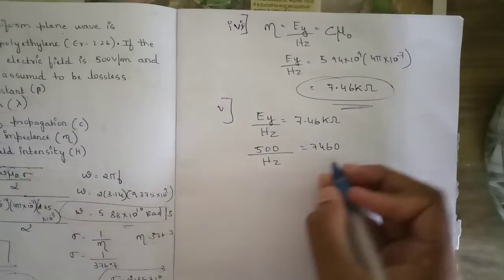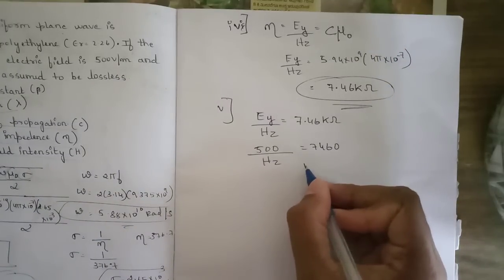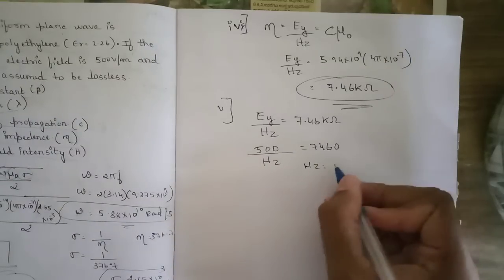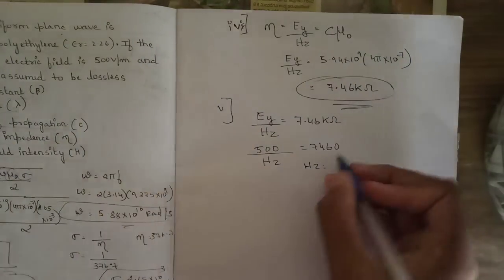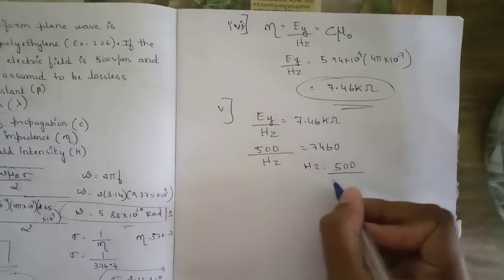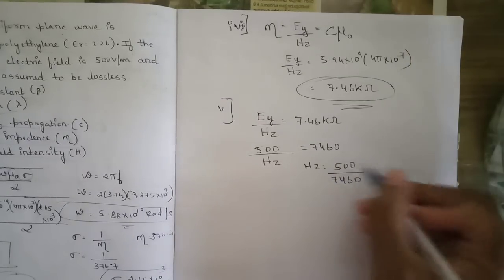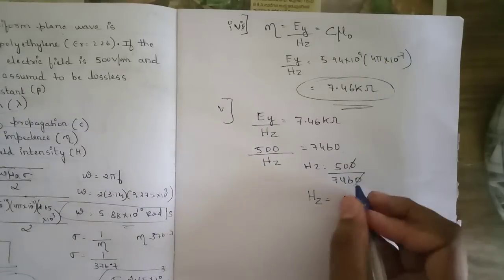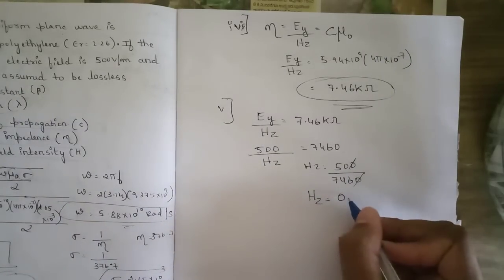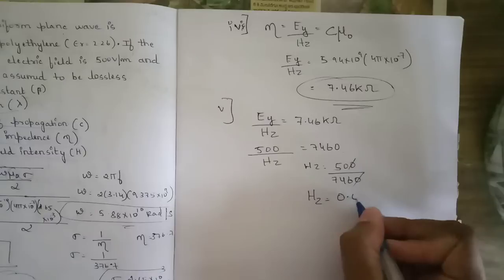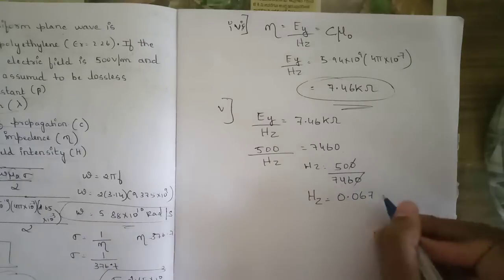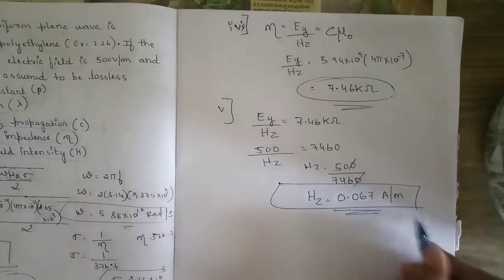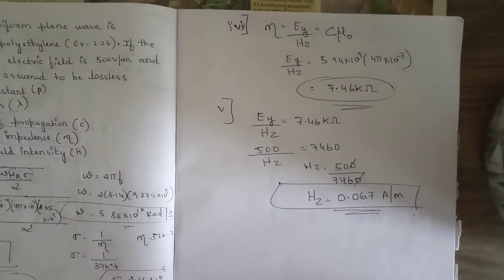7460. So therefore what we can write, Hz is equal to 500 divided by 7460. The 10 gets cancelled. So 50 divided by 746, if we simplify, approximately the answer we are getting is 0.067 amperes per meter. Okay, so this is the value of magnetic field intensity.